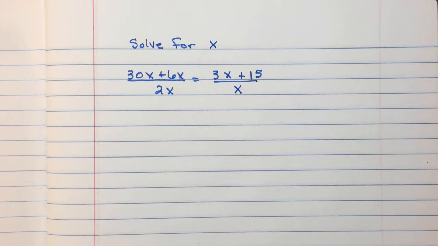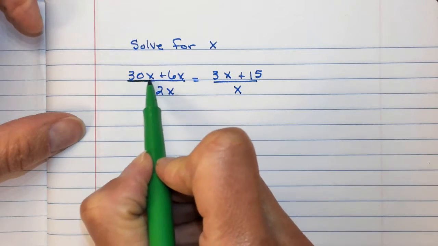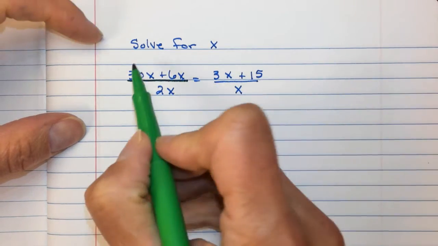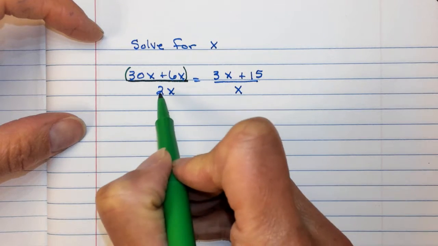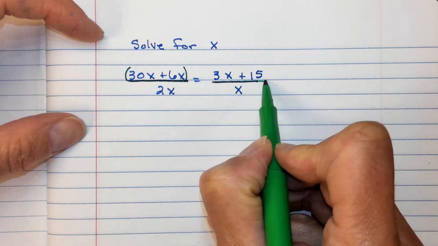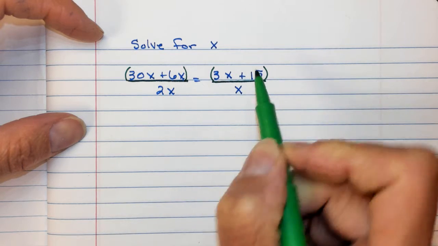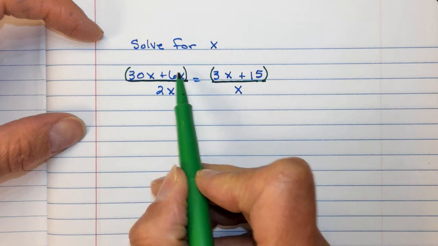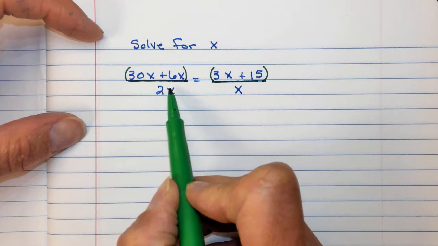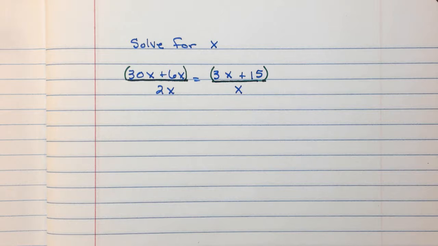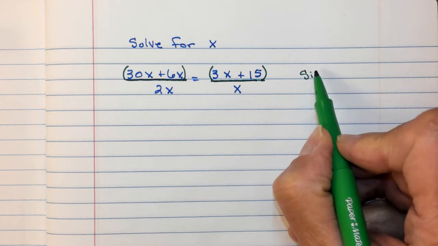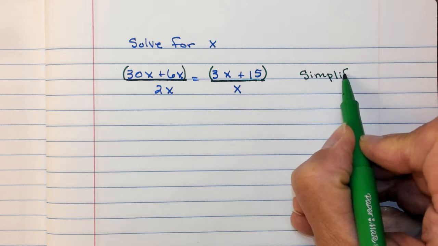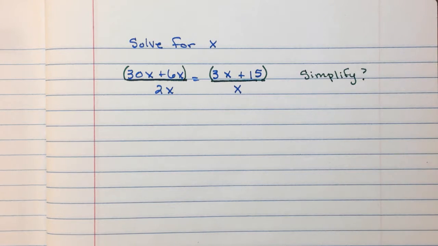The first thing I'd like for you to do when dealing with fractions is realize that your fraction bar, this division sign right here, is actually grouping your numerator from your denominator, and that's the same on both. So we can think of this up here as a group, this up here is a group, down here is a group, and down here is a group. So before I even bother to try to solve for x, I'm going to ask myself, is there anything that I can simplify first?